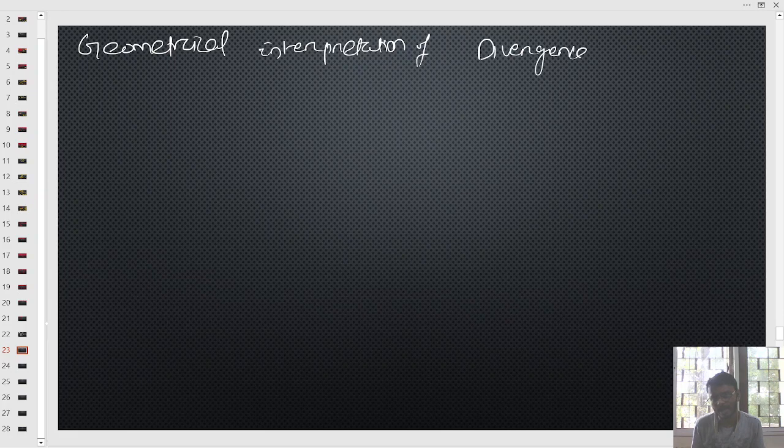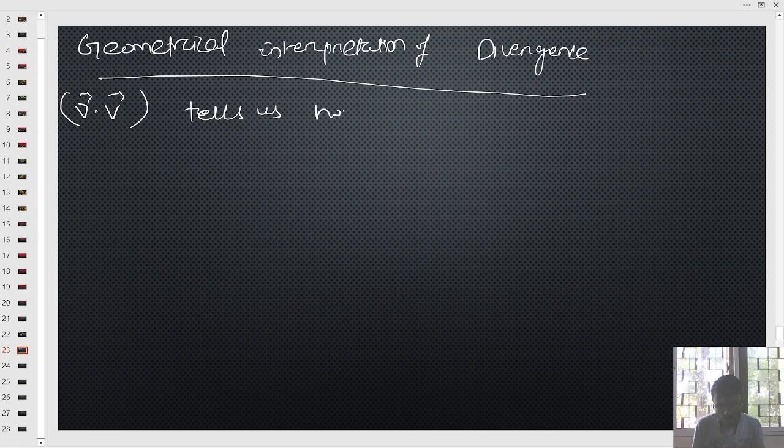Let me take another slide to help you understand the geometrical interpretation of divergence. What do we mean by divergence and what is its physical significance? Divergence, that is del dot v, tells us how much the vector spreads out.